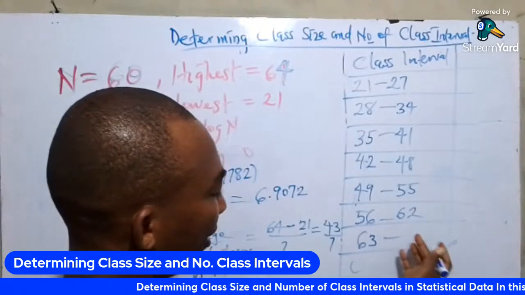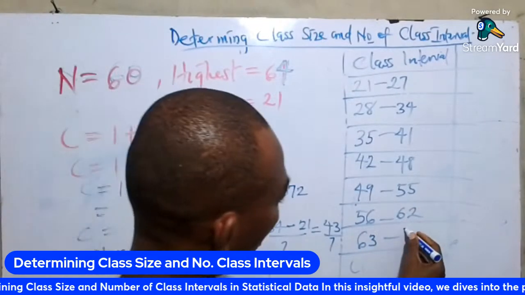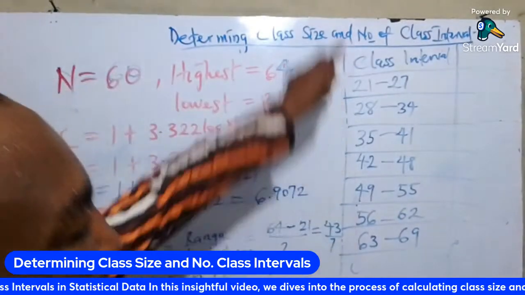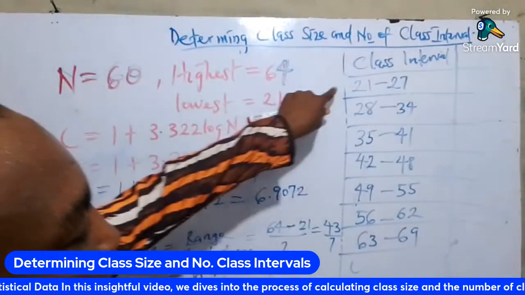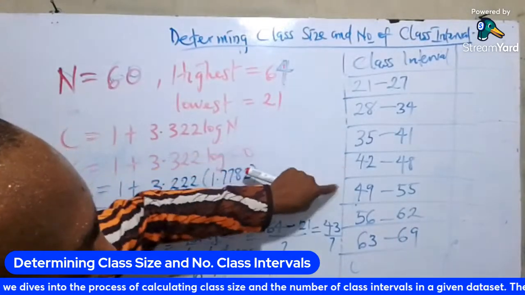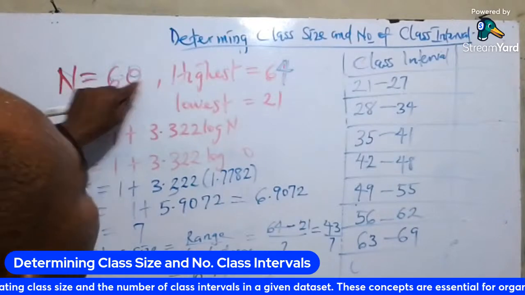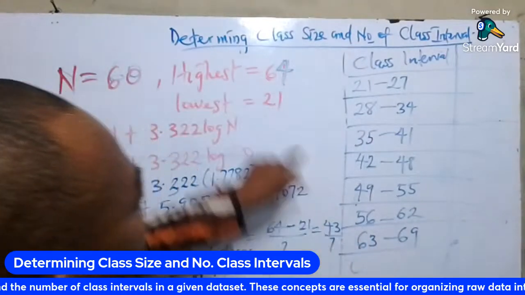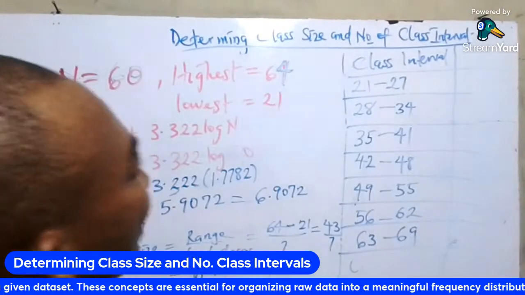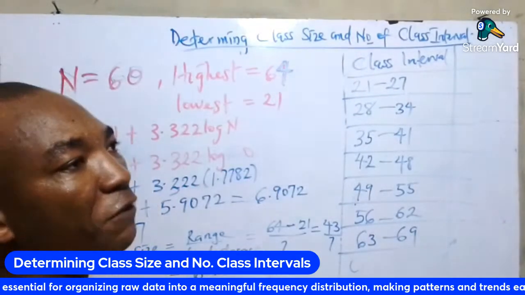And this last one, what are you adding? Add 7 to this, which should be 69. So that is your class interval. It must have 1, 2, 3, 4, 5, 6, 7 classes. And when you look at the numbers truly, you will see that 64 falls within and 21 falls within the class interval.